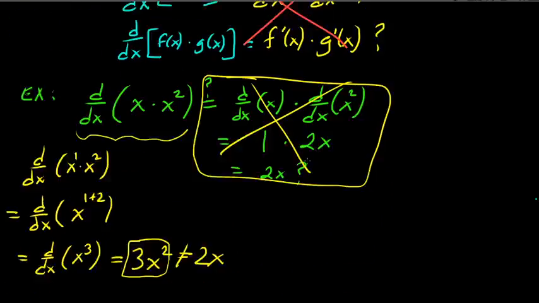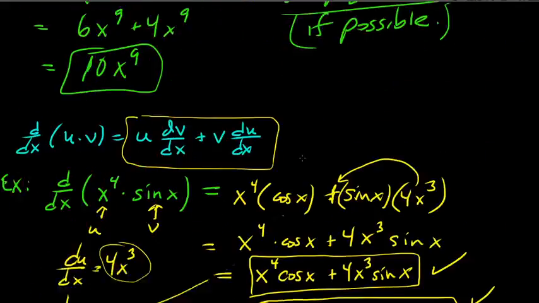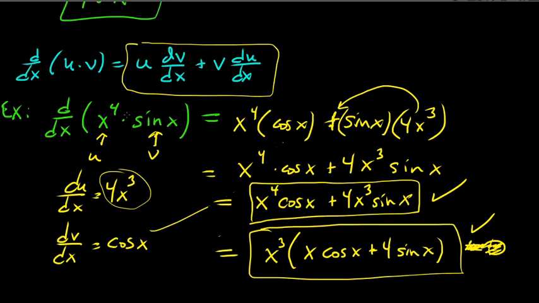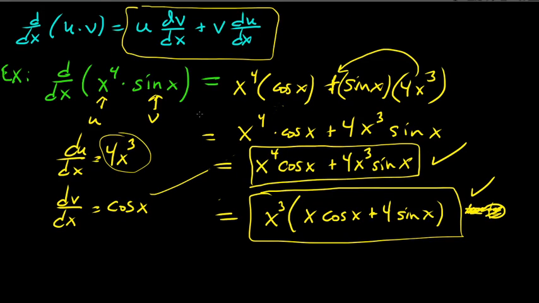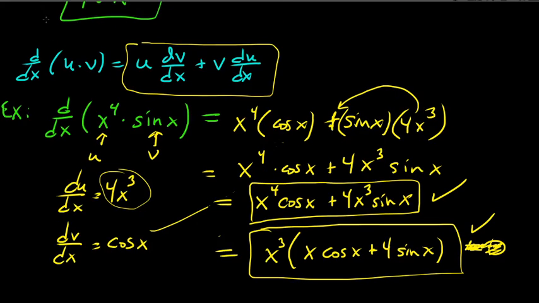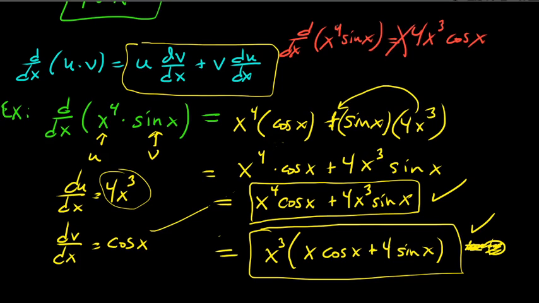Very useful, and one that you really just have to get used to, because it's very tempting to say, oh, the derivative of x to the 4th sine x, if you're not careful, you might think that this is just 4x cubed times cosine of x. But we know that's wrong. You cannot just multiply the derivative of x to the 4th times the derivative of sine x. You simply get the wrong answer. The correct answer is down here.